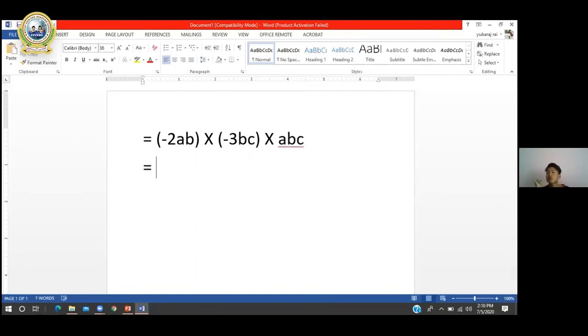Okay, Utsaha. Yes, sir. This was the second question given to us. Can you please tell me what would be the final sign? Final sign, all the signs have to be multiplied. There are 3 signs: minus, minus in the middle, and plus at the end. So what will be the final sign? Minus.